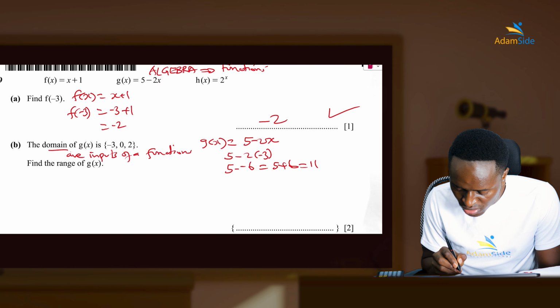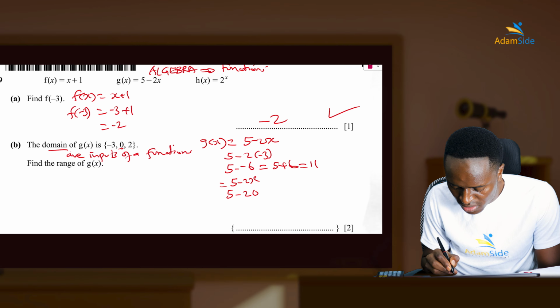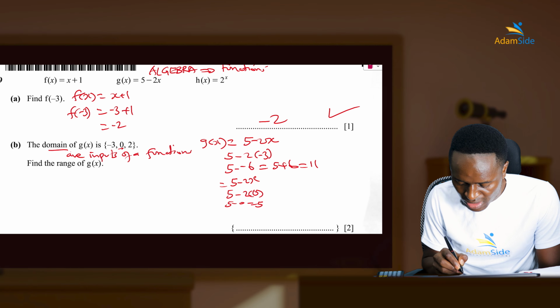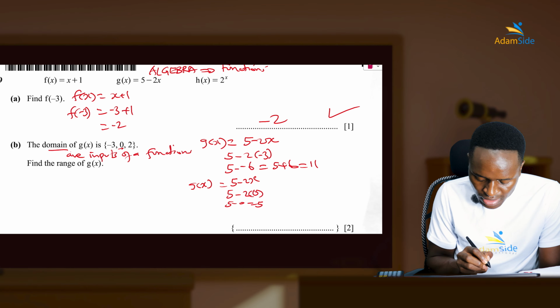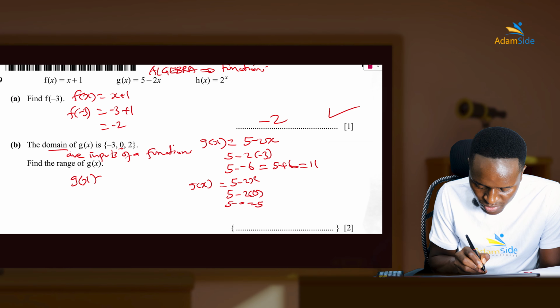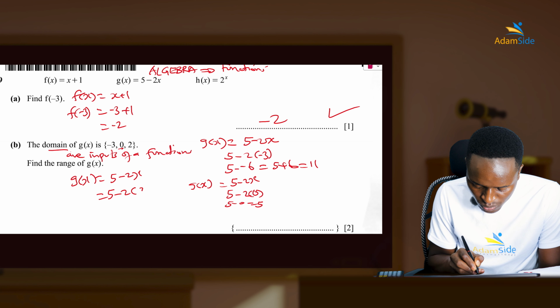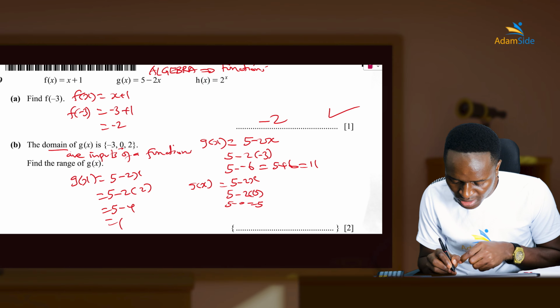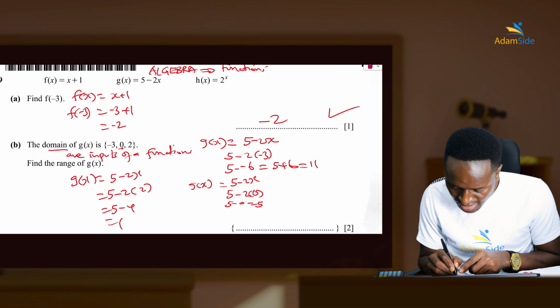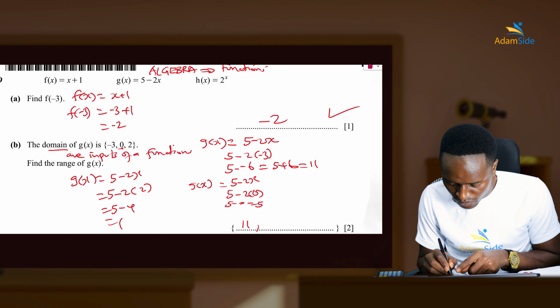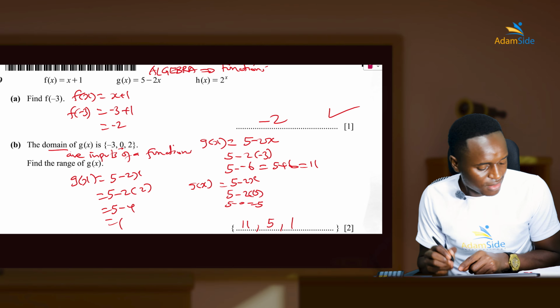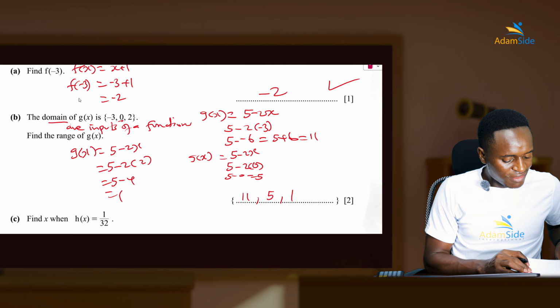That's the first. Then the same g of x, 5 minus 2x, when x is 0: 5 minus 2 times 0, and 2 times 0 is always 0. So 5 minus 0 is 5. That's another one. Then we go to 2. The same g of x, 5 minus 2x when x is 2. So 5 minus 2 times 2, you say 5 minus 4, you get 1. So your answer for g of x is 11, then 5, and then 1. Correct. So 11, 5, 1.